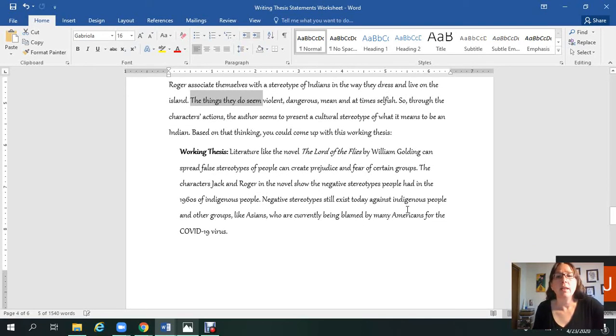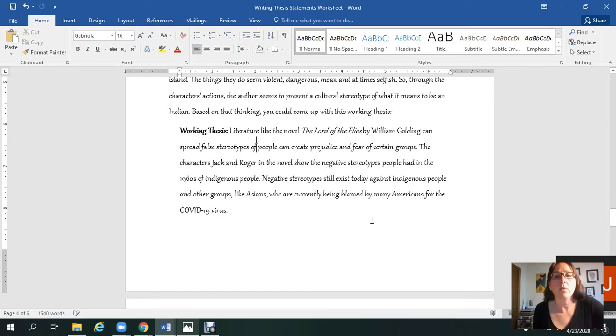Literature, like the novel The Lord of the Flies by William Golding, can spread false stereotypes of people. The false stereotypes people can create prejudice and fear of certain groups. The characters Jack and Roger in the novel show the negative stereotypes people had in the 1960s of indigenous people. Negative stereotypes still exist today against the indigenous people and other groups like Asians who are currently being blamed by many Americans for the COVID-19 virus.